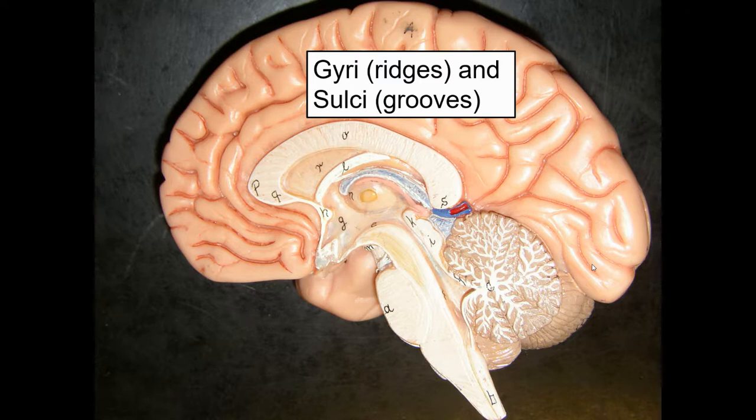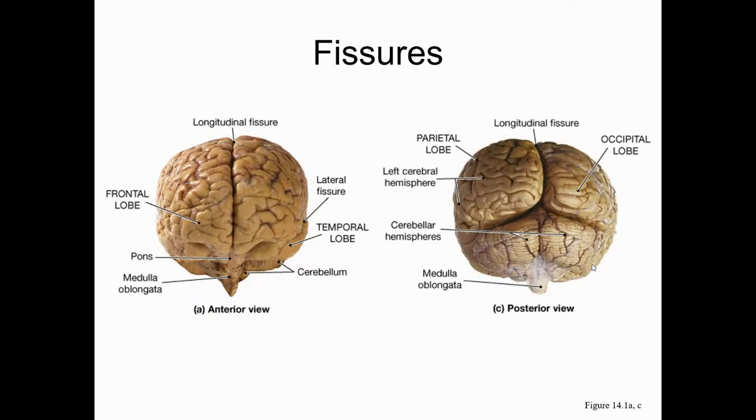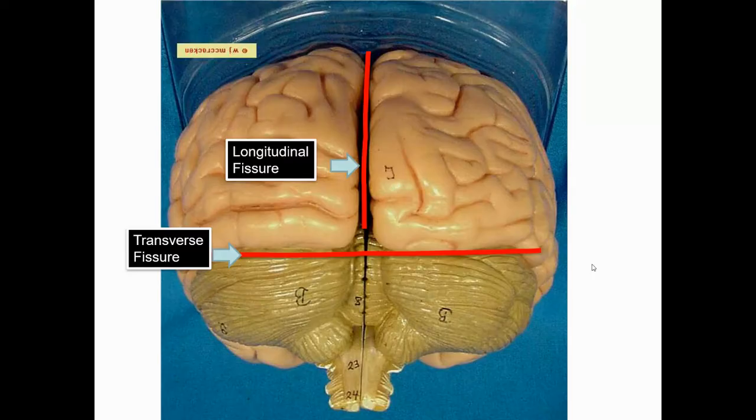You can see these gyri and sulci on the median section as well. Remember, this upper part is also telencephalon. We already talked about the longitudinal fissure, but there's also another fissure. This fissure separates the cerebrum from another brain part, the cerebellum, and that's called the transverse fissure. So here's our longitudinal fissure and transverse fissure.